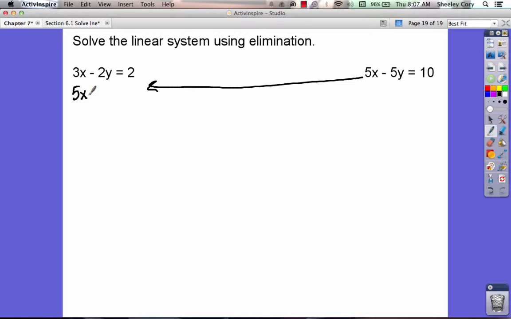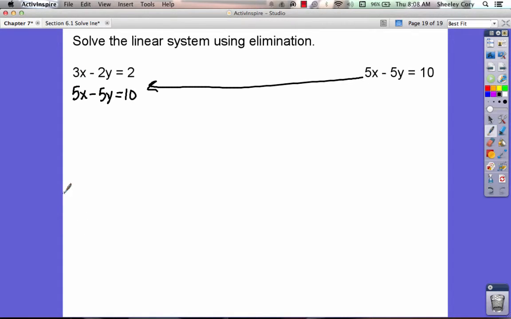minus 5y equals 10. When you look at these two equations, you'll notice we don't have the x's or the y's the same at all. So we can't add this together and cancel anything out. What you want to do then is multiply each equation. It's kind of like finding a common denominator. You need to multiply each equation by a certain number so either the y's are the same number or the x's are the same number, so that when you add them together they cancel.